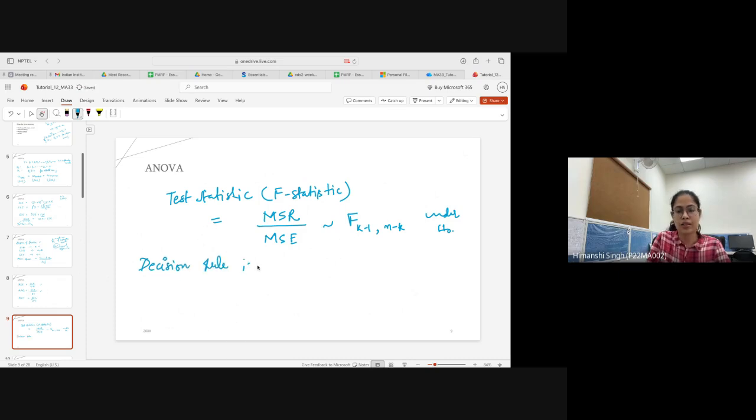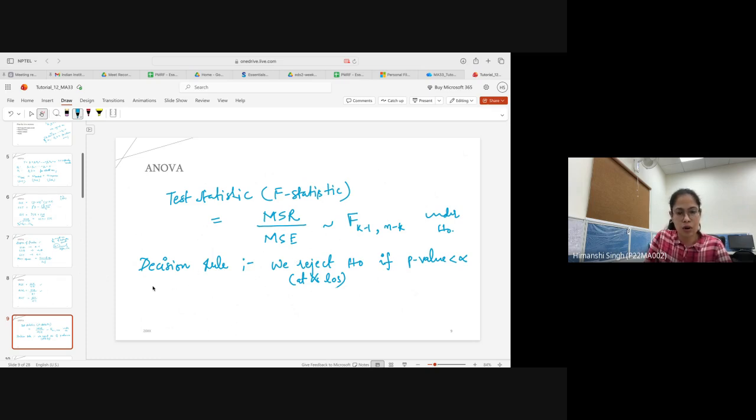We have already discussed the p-value. If we use R code, we will get the p-value directly through the code. So there are two ways to decide whether we want to reject or accept H naught. The first one: we reject H naught at alpha level of significance if the p-value is less than alpha. This p-value is calculated using this statistic.